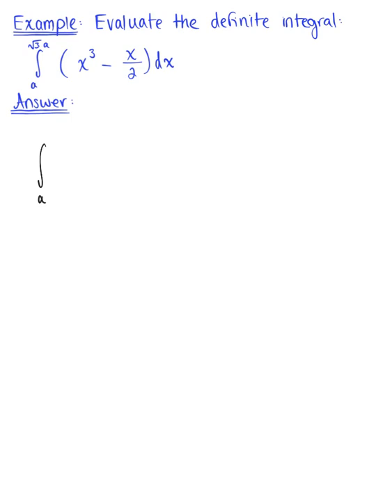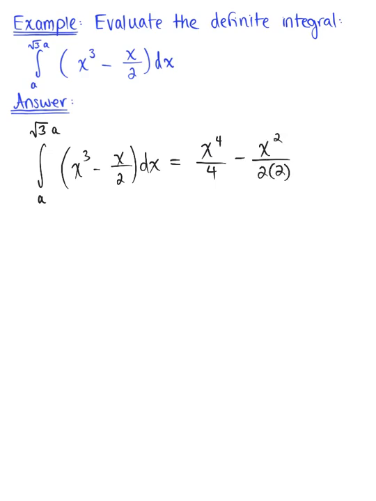So we've got the definite integral from a to the square root of 3 times a of x cubed minus x divided by 2 dx. And so both of these terms are general antiderivatives. This integrates to x to the fourth divided by 4 minus x squared divided by 2 times 2. Right? You don't want to forget about that 2 from the original integrand, and this new 2 comes from antidifferentiation. And so we can evaluate this from a to the square root of 3 times a.